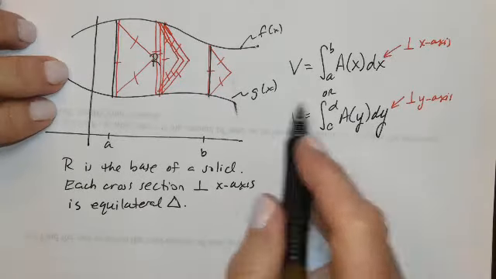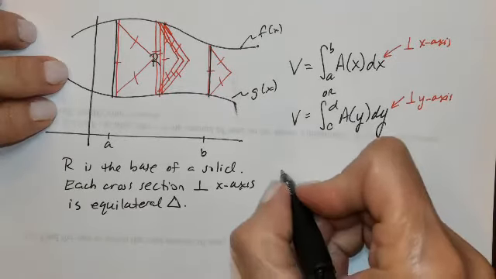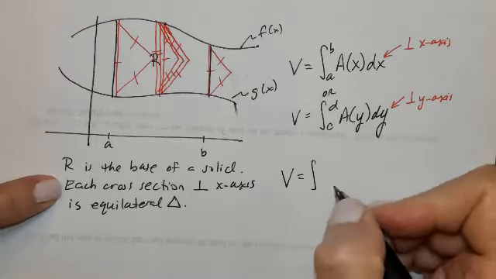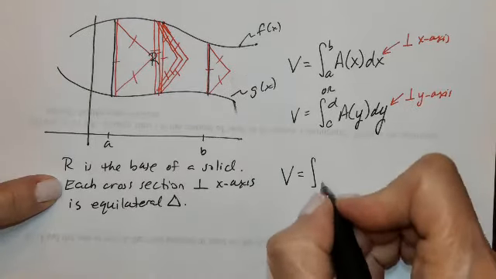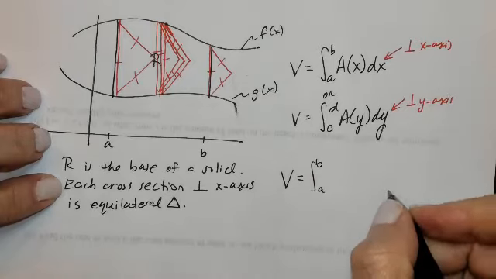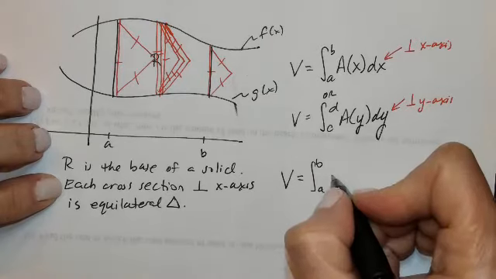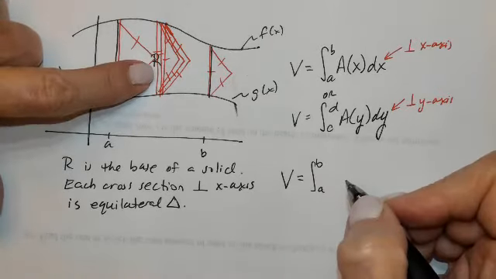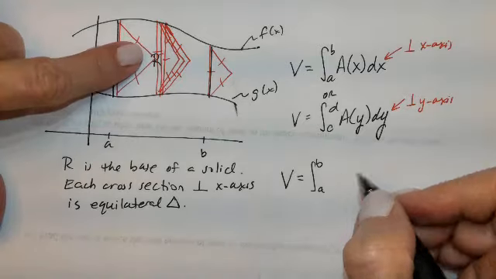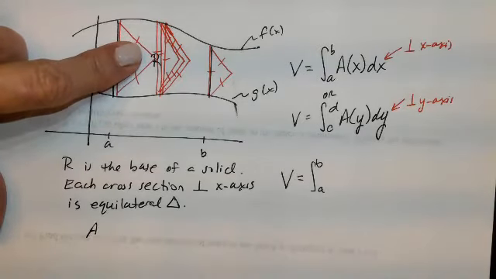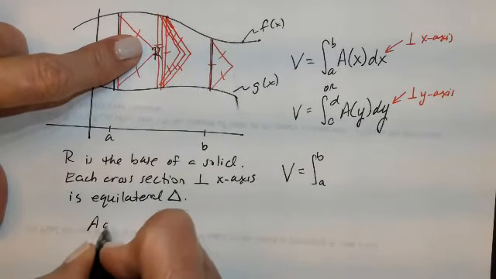So we have this basic formula. For us, the volume would be, we're going with respect to x because we're perpendicular to the x-axis, so integral a to b. And it'll be the area of each equilateral triangle. So we need to know some expression for the area of an equilateral triangle.